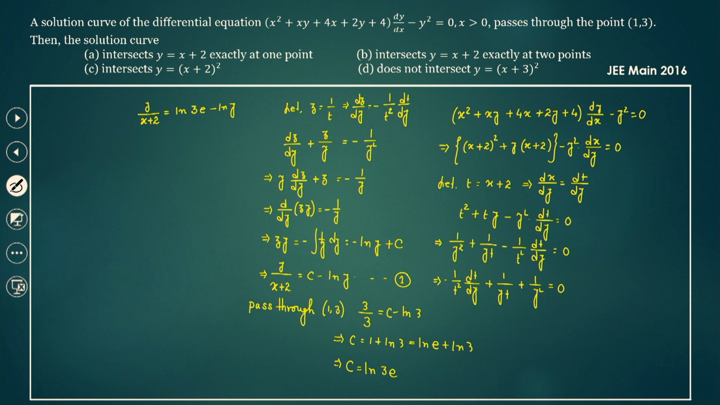Okay, that's it. So that implies that y divided by x plus 2 is equal to ln(3e divided by y). That implies that 3e divided by y is equal to e to the power y divided by x plus 2. That implies that 3e is equal to y multiplied by e to the power y divided by x plus 2. So that gives me the solution curve for the given equation, okay?